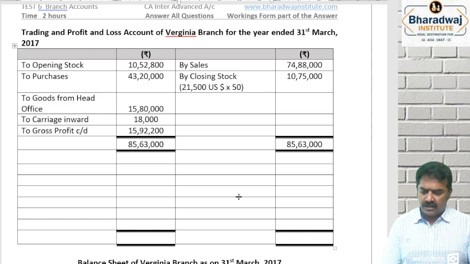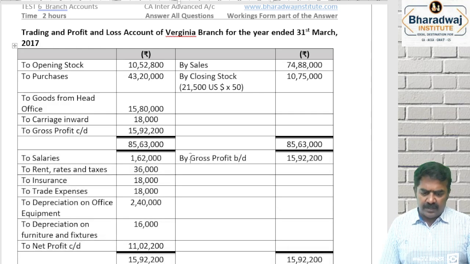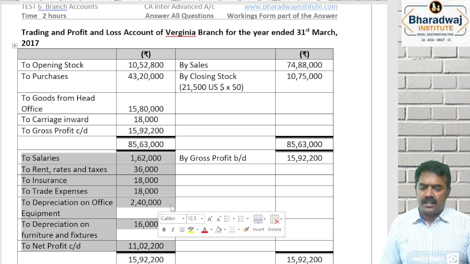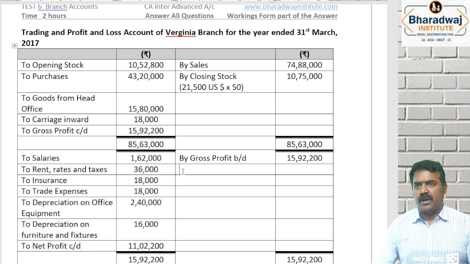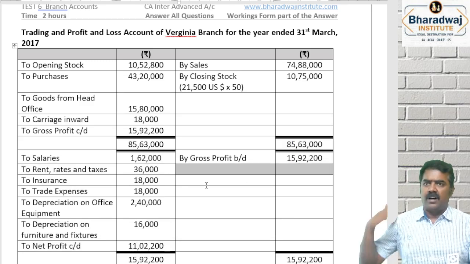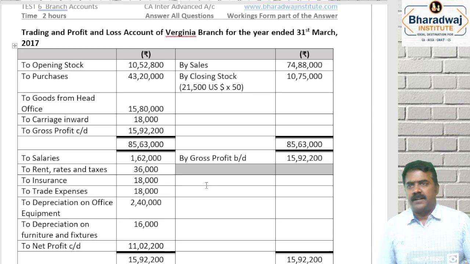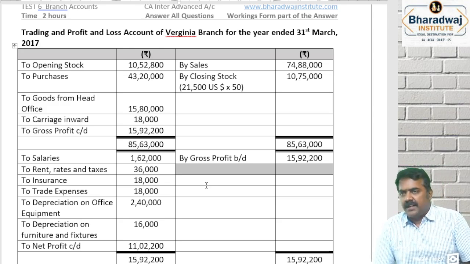Then bring the gross profit down, then charge all the indirect expenses. You will get the net profit. Forex gain, if you want, you can credit to the P&L account, or in the balance sheet you can add it.